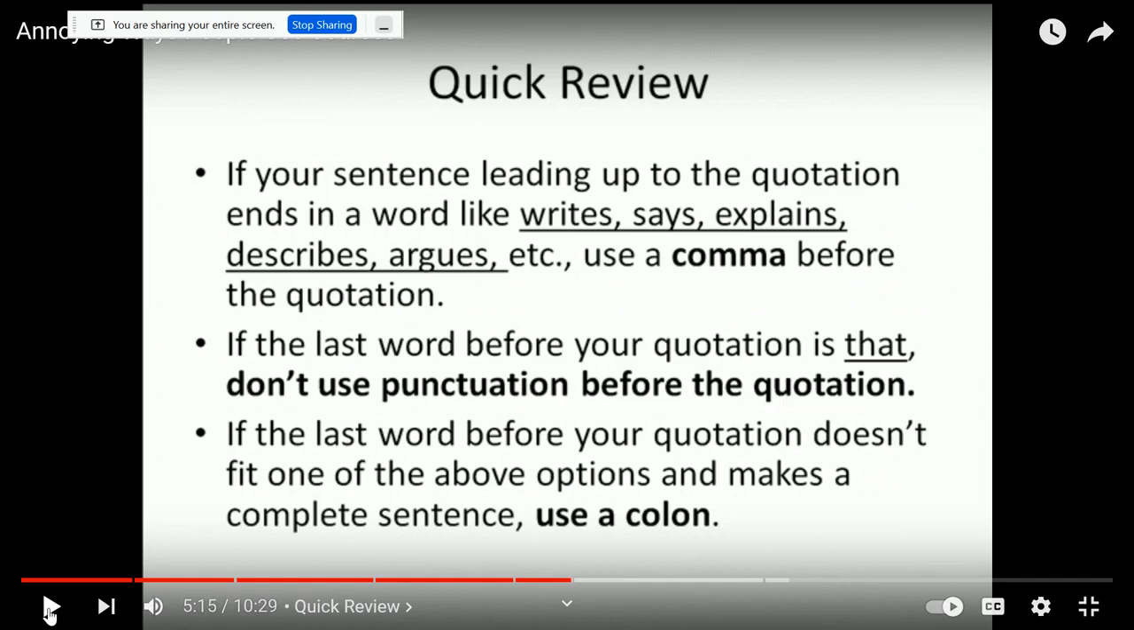Let me pause real quickly, just in case you want to take a picture of that recap. So there you go. If you want that picture, moving on.